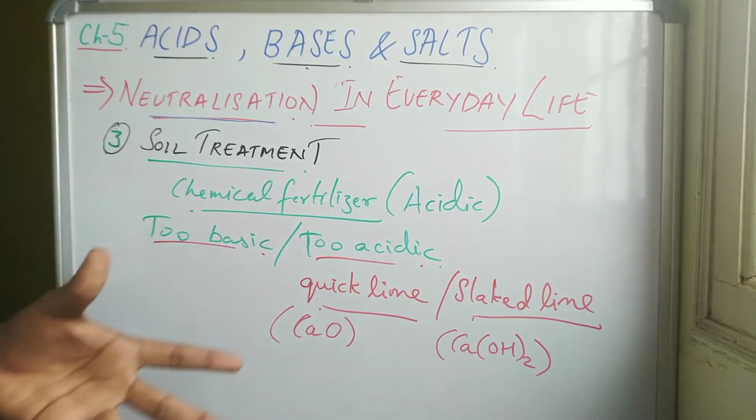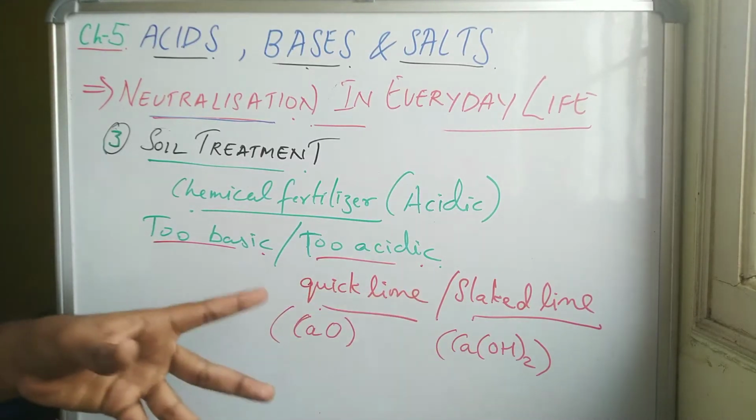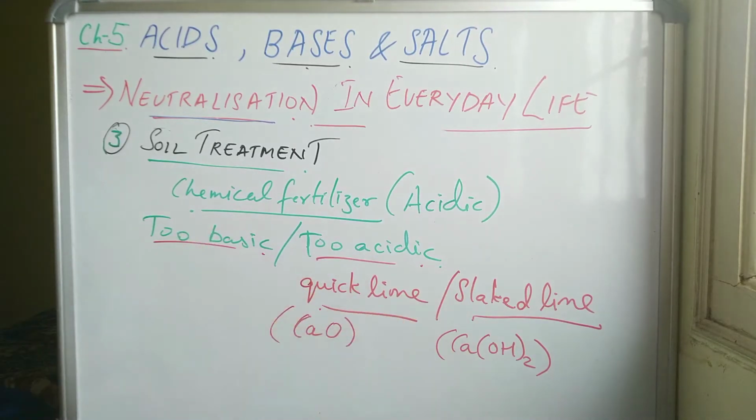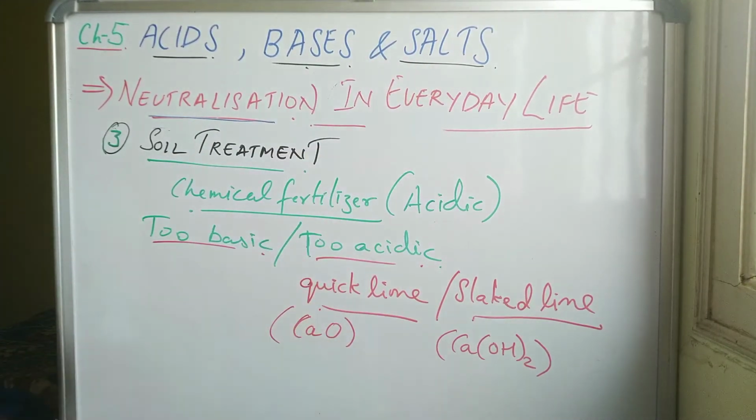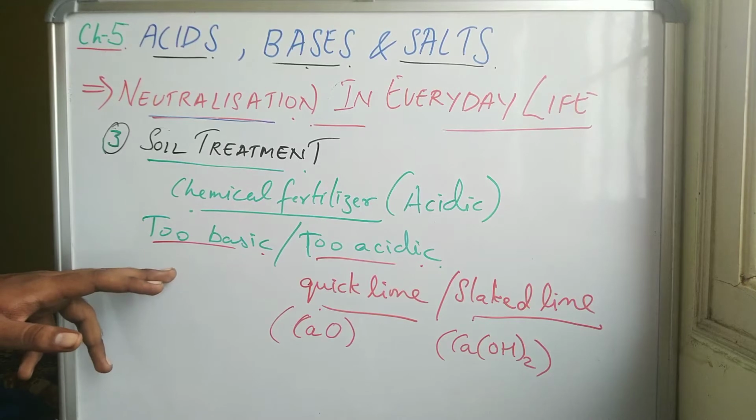Why do we have to treat it with these two? Since these two are basic in nature, acidic plus basic gives salt, that means neutral products. So it gets neutralized, then the plant growth, or the output, will increase. Fine. So if it is too basic, then what do you have to do?